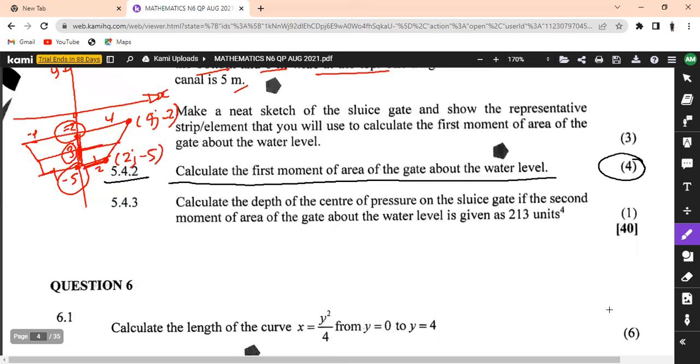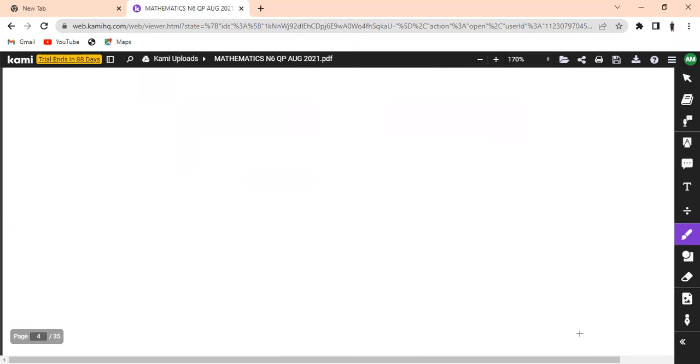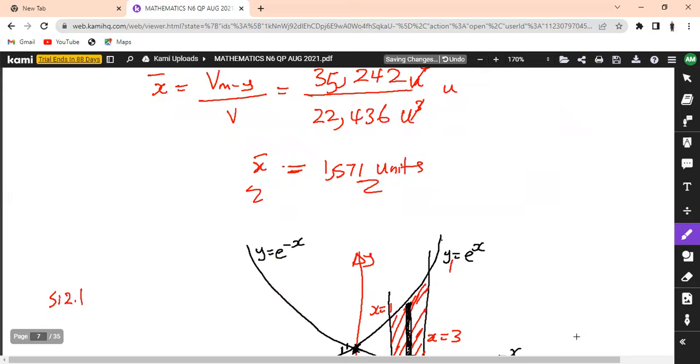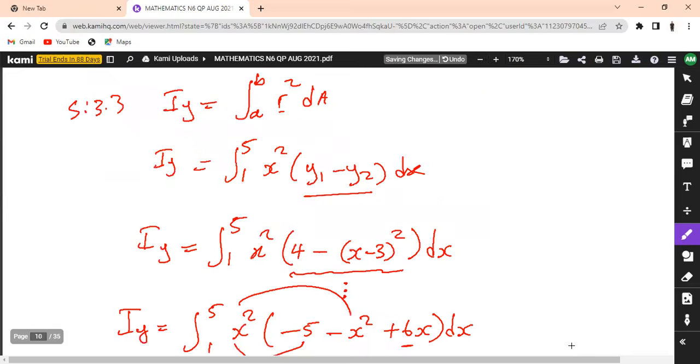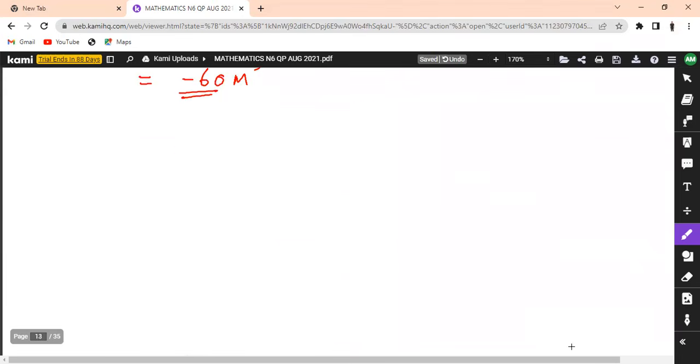Okay, then the last part on 5.43, we are now asked to calculate the depth of center of pressure on a solid gate if the second moment of area of the gate above the water level is given as 213 units to the exponent of 4. And that's just 1 mark here. Why is that so? Because we know that y bar will be the second area moment over the first area moment in this case. So that is what you're going to have at the end.